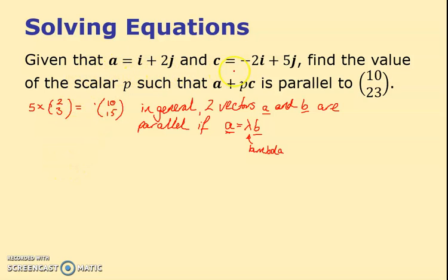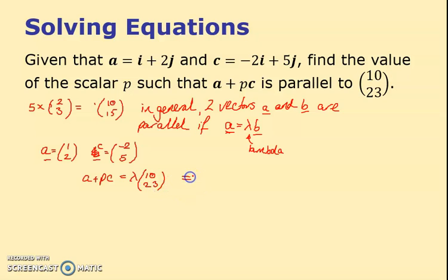It says given that these vectors are like that, so I'm just going to write A equals (1, 2). I personally prefer it written as a column vector like that. And oh, it wasn't B, it was C. C equals (-2, 5). And it says find the value of the scalar p such that A plus pC is parallel to (10, 23). Well, I can therefore write it as something. I don't know what. I'm going to write lambda (10, 23).